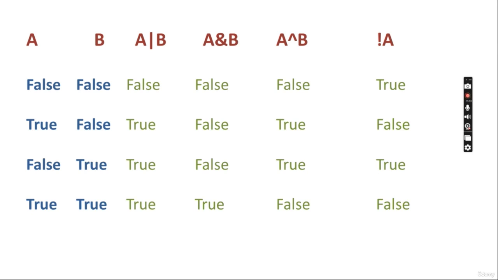If A is true and B is also true, what will be the result? A or B will give me true, A and B will give me true, A XOR B will give me false, and not A will give me false.